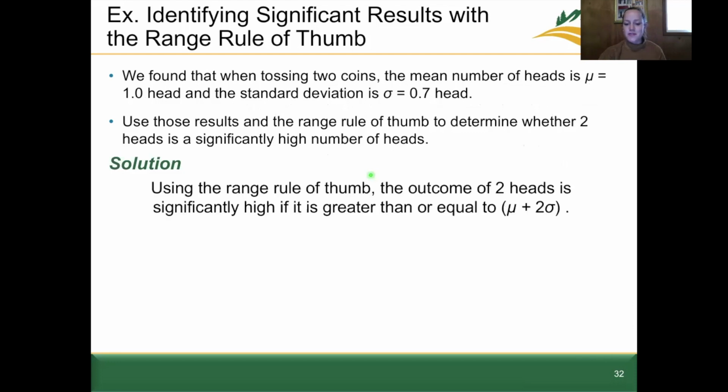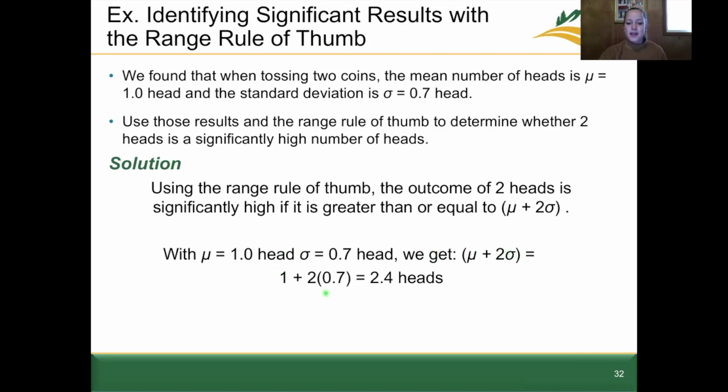So using the range rule of thumb, we know that any values that are mu plus 2 times the standard deviation or greater are significant. So first we need to determine what mu plus 2 times sigma is. Well, we can plug in our values that we know. We know we calculated mu is equal to 1.0, sigma is equal to 0.7. So mu plus 2 times sigma then, using our order of operations, we're going to multiply 2 times sigma first, then add mu. So we get 1 plus 2 times 0.7. That's equal to 2.4 heads.